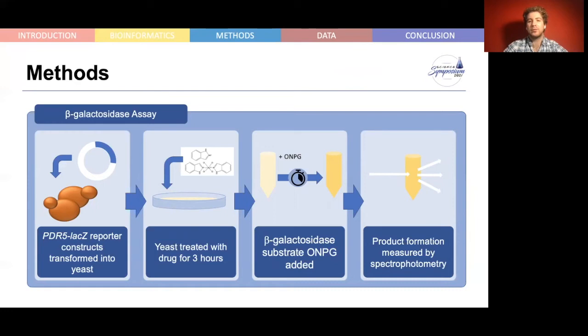Each sample was then treated with ONPG, which reacts with the reporter to turn yellow. Absorbance readings were then taken at that wavelength and used to calculate beta-gal units for each sample. These represented the abundance of the PDR5 transporter discussed earlier. These values were then plotted and analyzed.